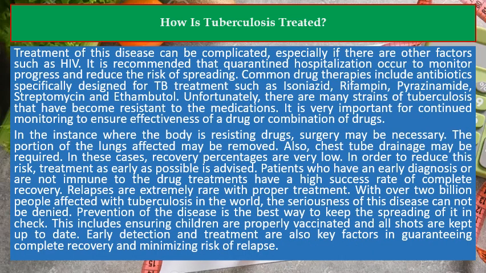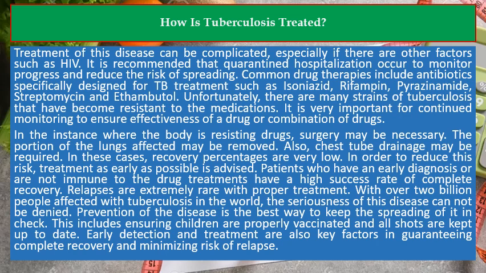Treatment of this disease can be complicated, especially if there are other factors such as HIV. It is recommended that quarantined hospitalization occur to monitor progress and reduce the risk of spreading. Common drug therapies include antibiotics specifically designed for TB treatment such as isoniazid, rifampicin, pyrazinamide, streptomycin and ethambutol. Unfortunately, there are many strains of tuberculosis that have become resistant to the medications. It is very important for continued monitoring to ensure effectiveness of a drug or combination of drugs.